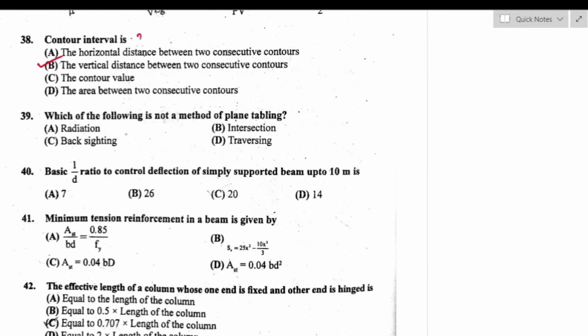Question number 39. Which of the following is not a method of plane tabling? In plane table surveying, radiation, intersection and traversing are used, but backsight is a method of orientation. So, option C is the right answer, backsighting.